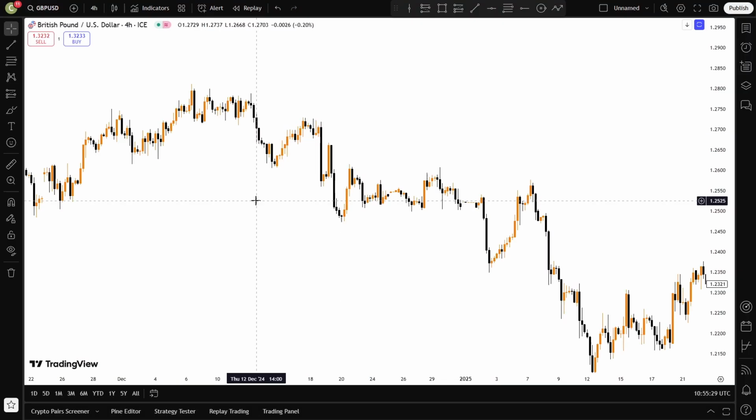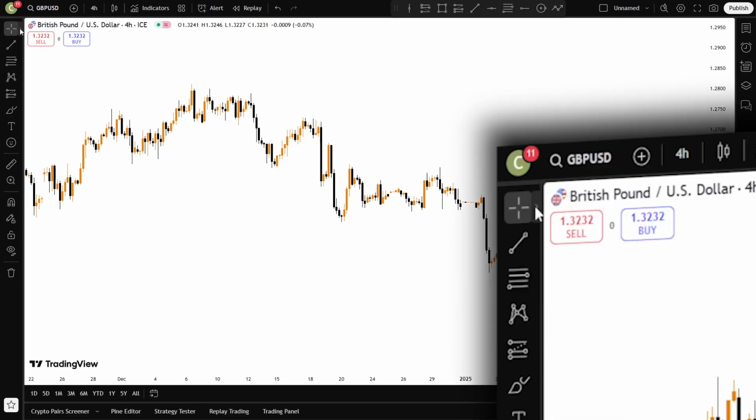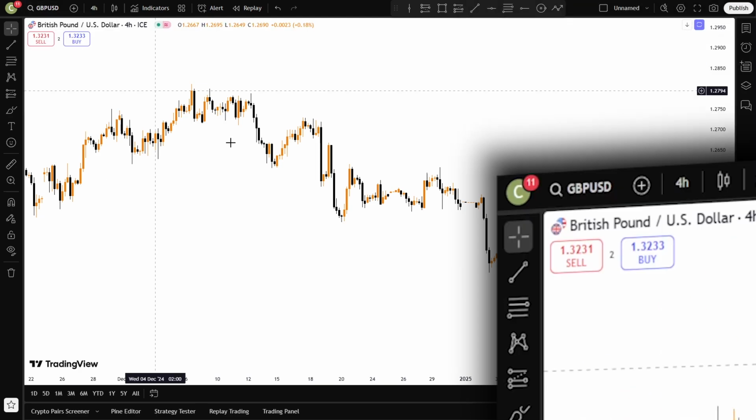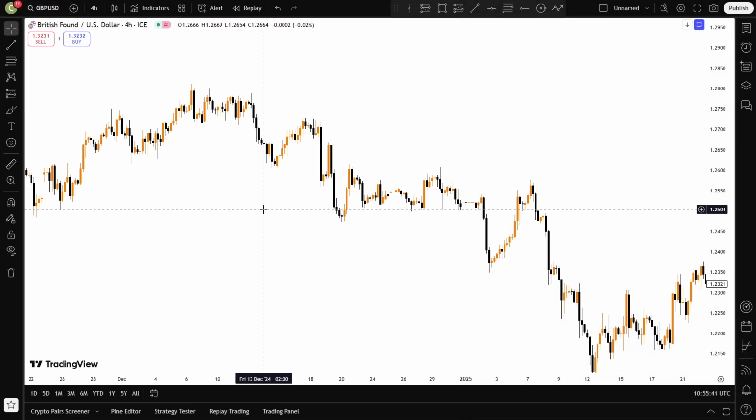Let's get started. The chart tools in TradingView are divided into sections, and we're going to start first with the cursors. Under the cursors, we have the cross, the dots, the arrow, the demonstration, the magic wand, and the eraser. The cross basically gives you the crosshair as a pointer. It also indicates the date and the time, as well as the price, as you can see on the right side of the screen.